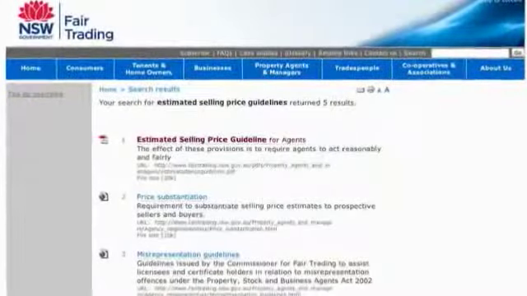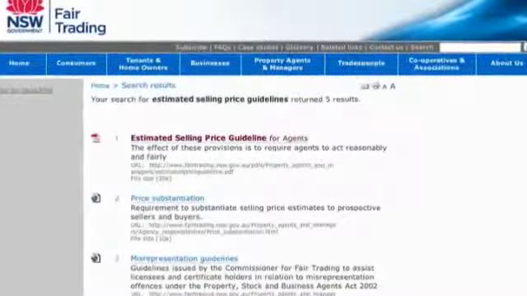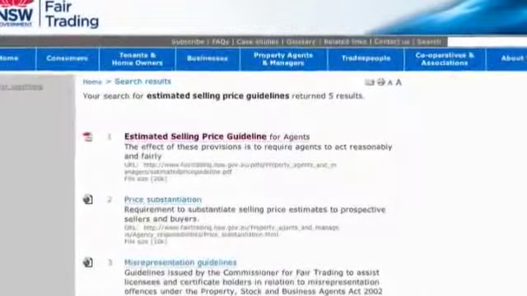In New South Wales, the Property Stock and Business Agents Act 2002 and the Australian Consumer Law sets price guides for the selling of residential properties and how they are supposed to be advertised. Fair Trading has a set of suggestions called the Estimated Selling Price Guidelines for Agents, which you can get from our Fair Trading website. Real estate agents have a responsibility both to the seller and the buyer to ensure that the selling price is clear and precise and not misleading.